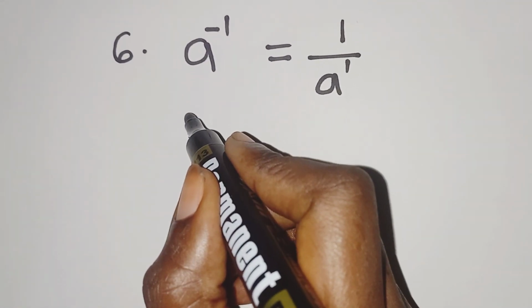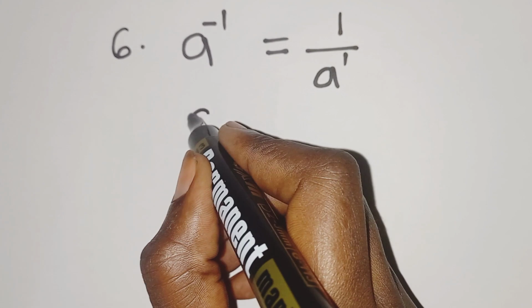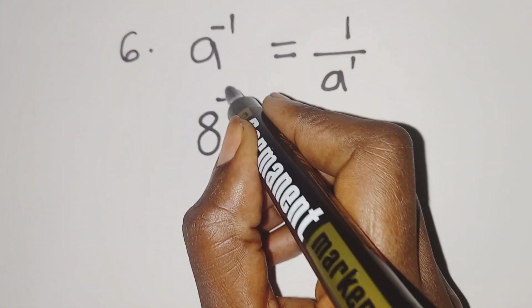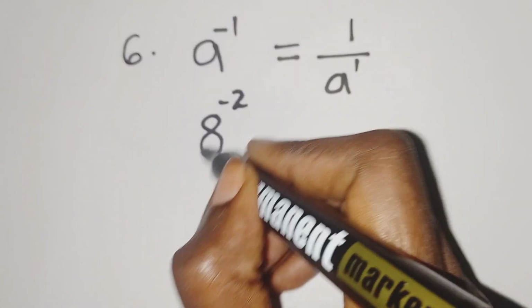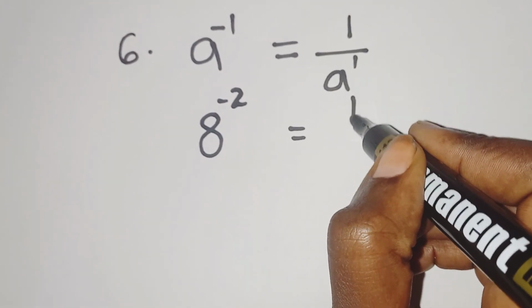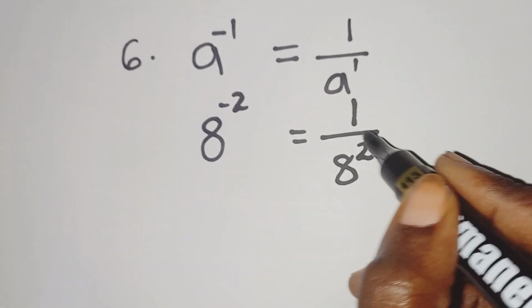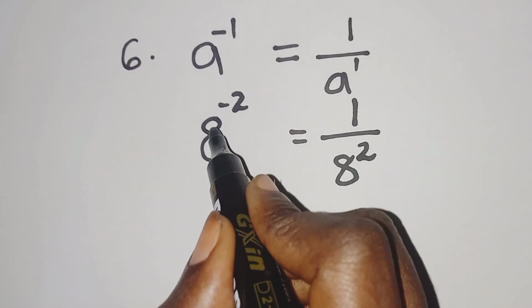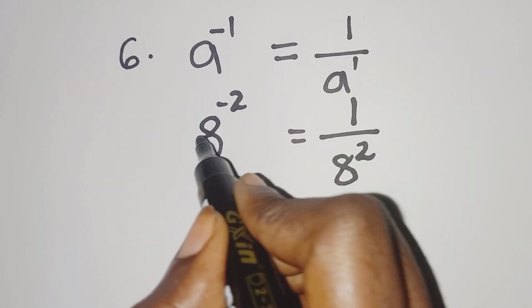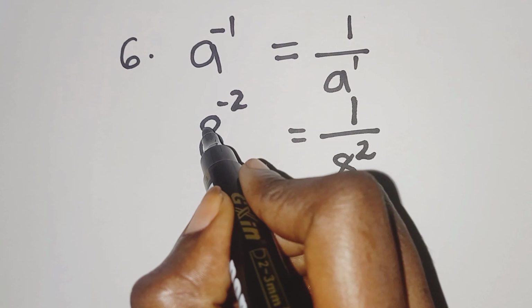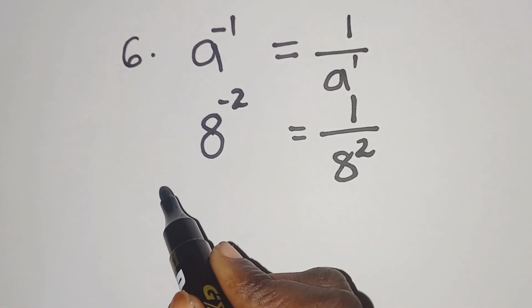If you look at 8 raised to power negative 2, this one will be the same as 1 all over 8 raised to power 2. That means you are getting the reciprocal of 8 raised to power 2. Okay?